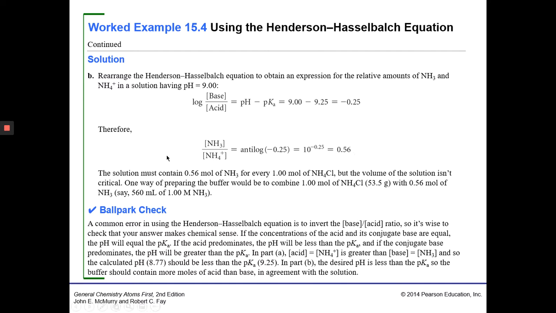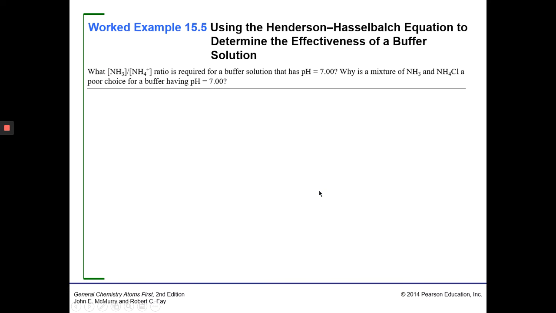It doesn't actually specify what concentrations of these we need. They just need to be in the ratio of 0.56. So, for example, we could have 0.56 moles of ammonia and 1 mole of ammonium, or any other molar amounts or concentrations that would give us this ratio of 0.56.